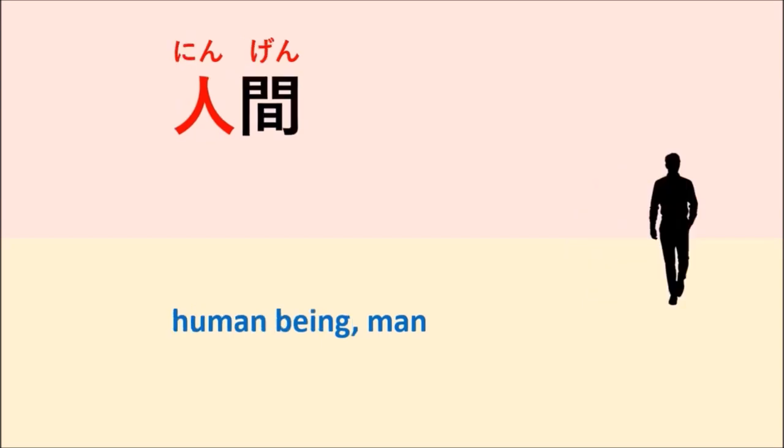Ningen. Ningen means human being, or a man, or the person. And in this word we have the kanji of hito and the kanji of aida. So when you put them together, that means human being.